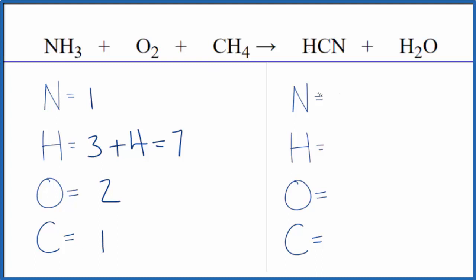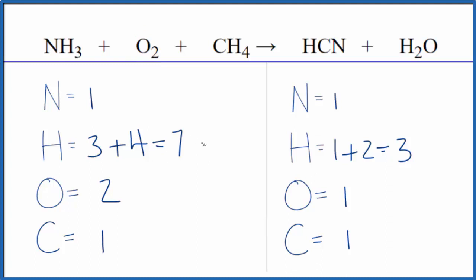Product side, we have nitrogen, 1 of those, hydrogen, 1 here, plus the 2 in water. So we've got to count those up. 3 hydrogen atoms, oxygen, just the 1, and then again, just the 1 carbon. So the hydrogens are going to be a bit of a challenge here. I could balance the oxygens by putting a 2 here, but that still wouldn't solve the problem with the hydrogens. Further, since I have this oxygen by itself, I'd kind of like to balance the oxygens last.